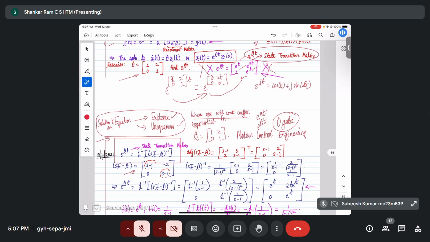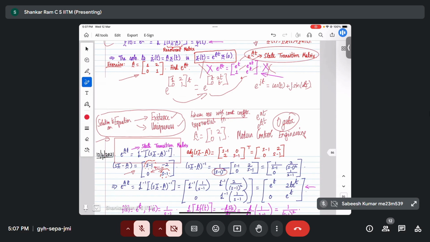When we calculate the inverse, as we know, the inverse of a matrix is the adjoint divided by the determinant. The determinant in this case, for a 2 by 2 matrix, is obtained by multiplying the diagonal terms, which gives s minus 1 whole square, and then subtracting the product of the off diagonal terms, which is 0. So we just get s minus 1 whole square, and that comes in the denominator.